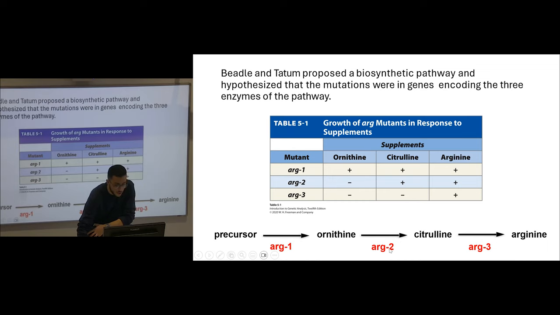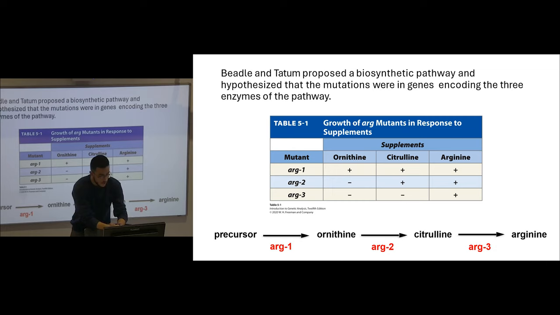And then we know that ARG2 is right in the middle because it only requires citrulline and arginine, which are here. And then ARG3, or whatever this mutant is, comes in between citrulline and arginine. Does that make sense? How is this happening? Okay.